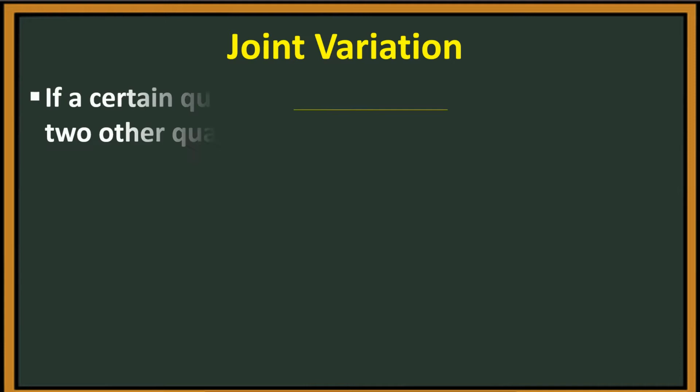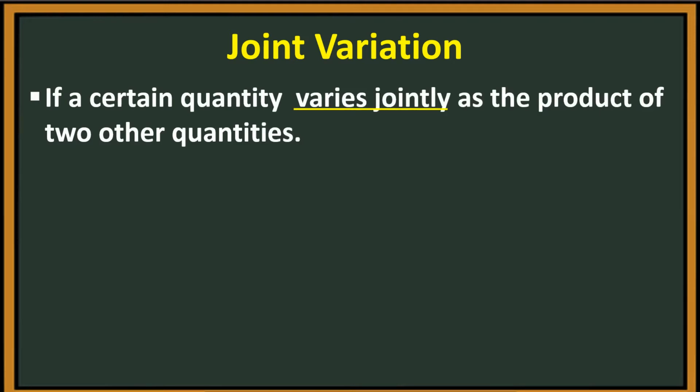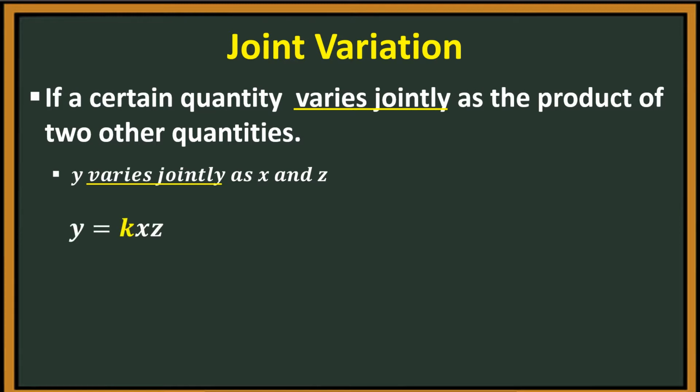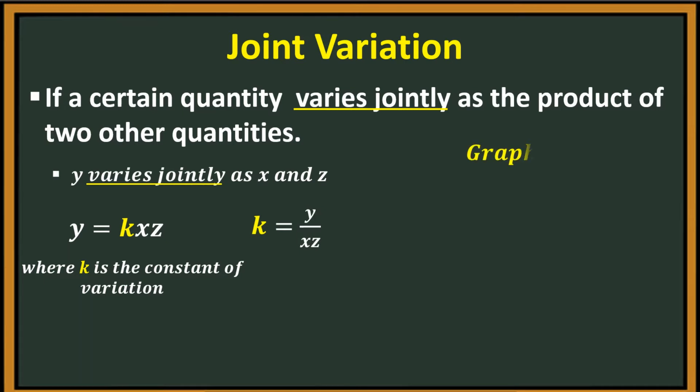Joint variation: if a certain quantity varies jointly as the product of two other quantities. Let us consider x, y, and z as the quantities. Y varies jointly as x and z. Varies jointly, keywords. If you're going to translate that in equation, that is y is equal to k x z, or y is equal to k times x times z, where k is the constant of variation, and k is equal to y over xz. And this is the graph of joint variation.